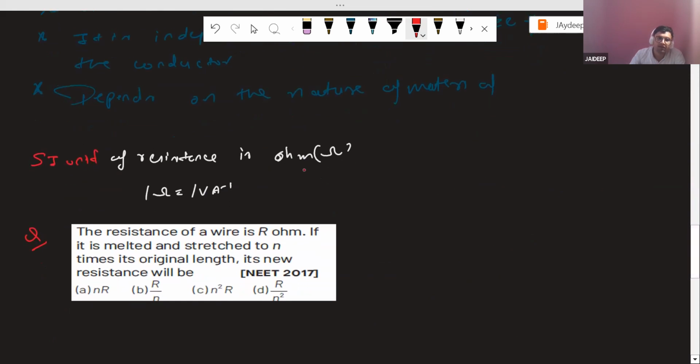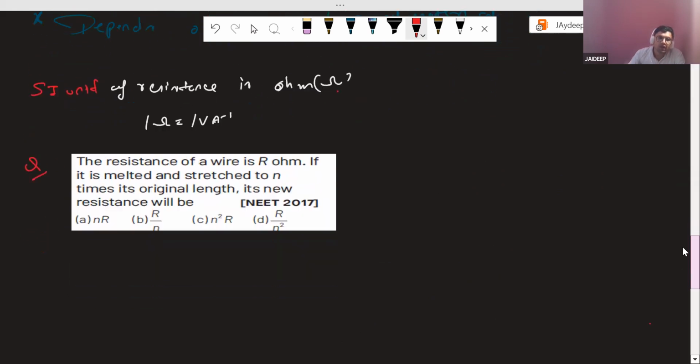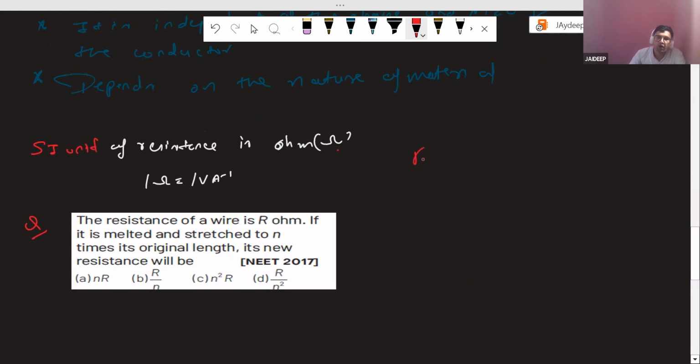The SI unit of resistance is ohm. It is denoted by this symbol. How will you define 1 ohm? R equals V over I. If we apply a potential difference of 1 volt and 1 ampere of current flows through a conductor, then the resistance is said to be 1 ohm.